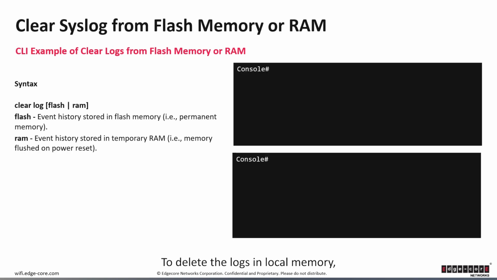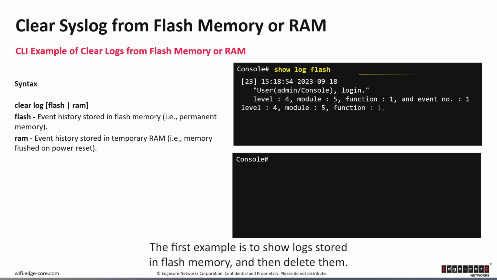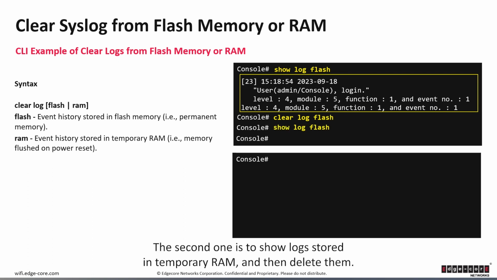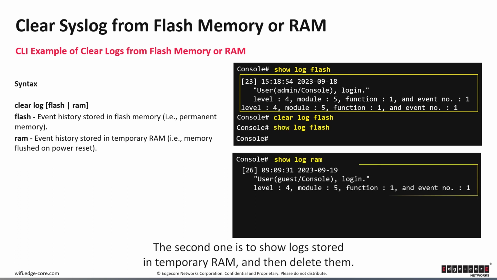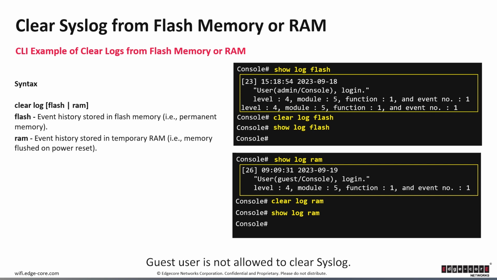To delete the logs in local memory, we can use the clear log command to remove messages from the log buffer. The first example is to show logs stored in flash memory, and then delete them. The second one is to show logs stored in temporary RAM, and then delete them. Please note that only the super user has permission to use this clear log command. Guest user is not allowed to clear syslog.